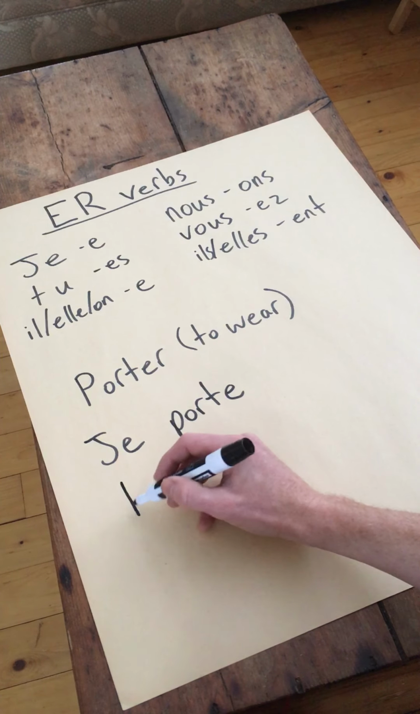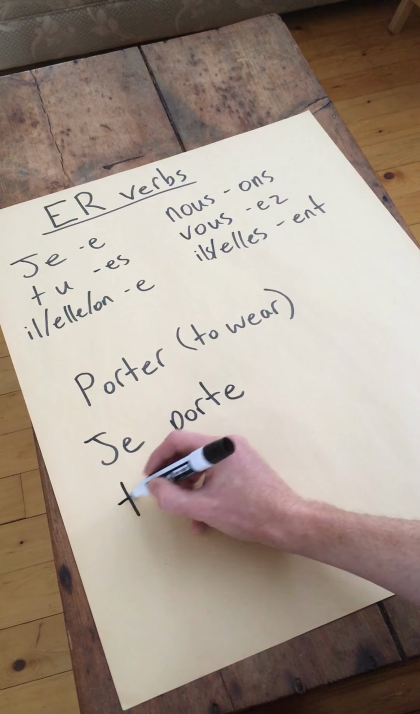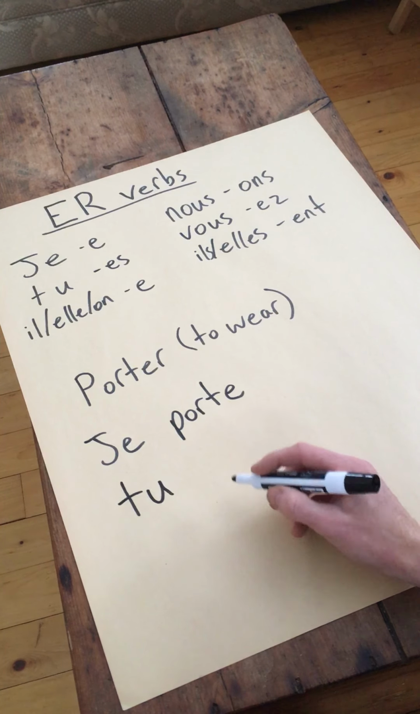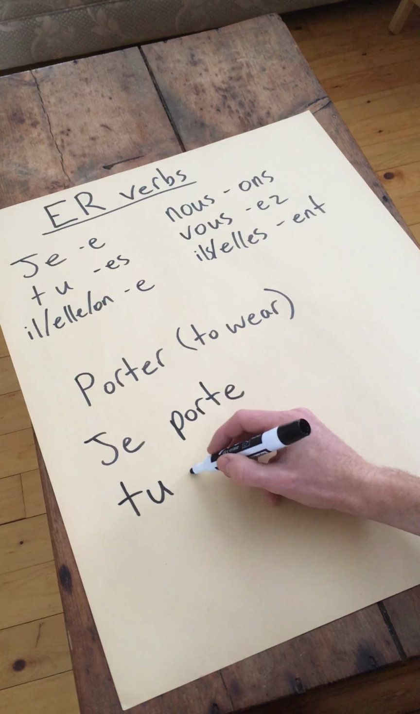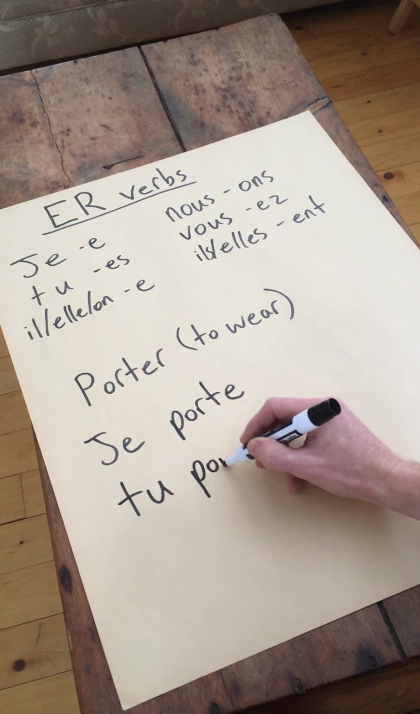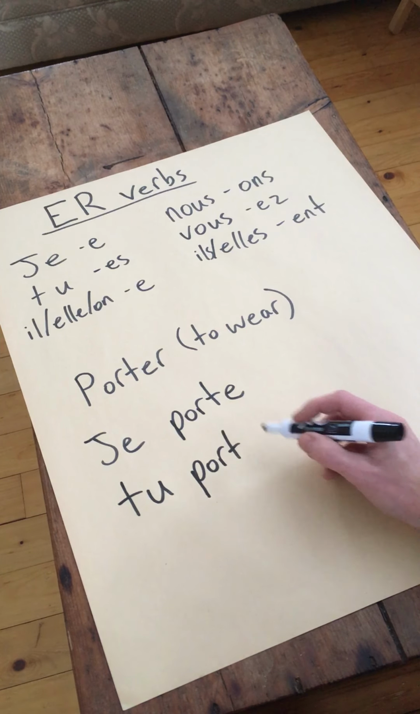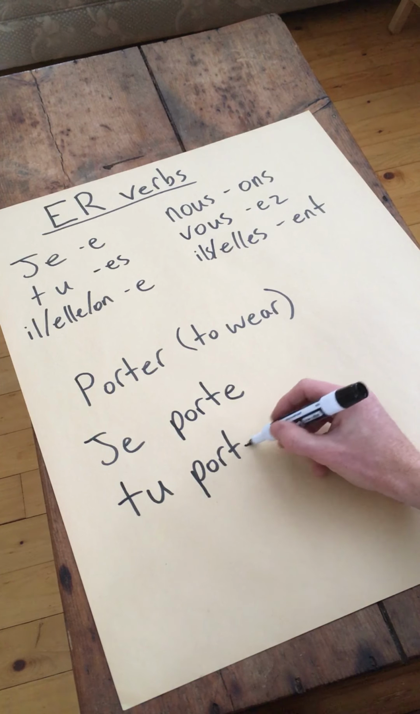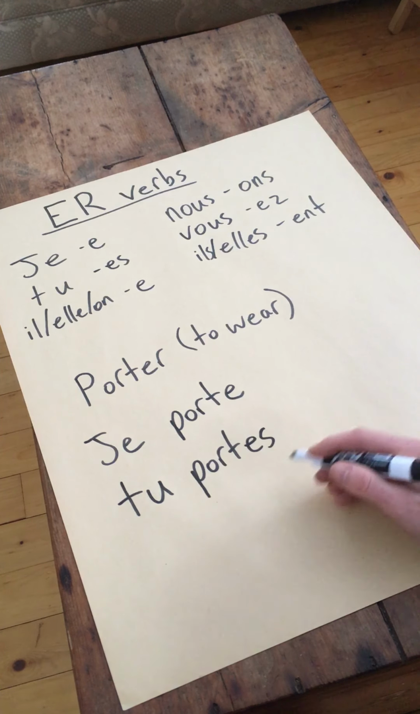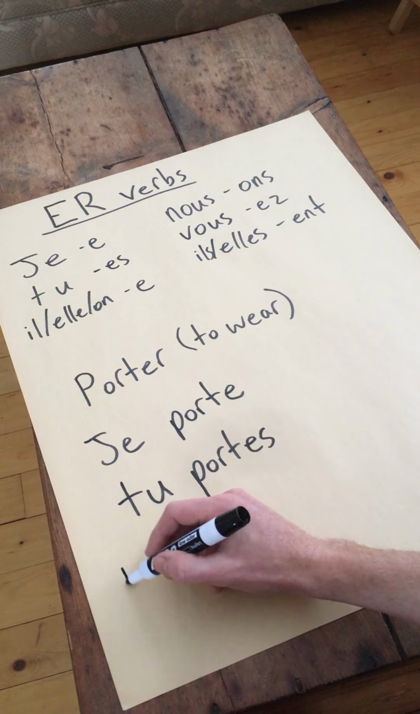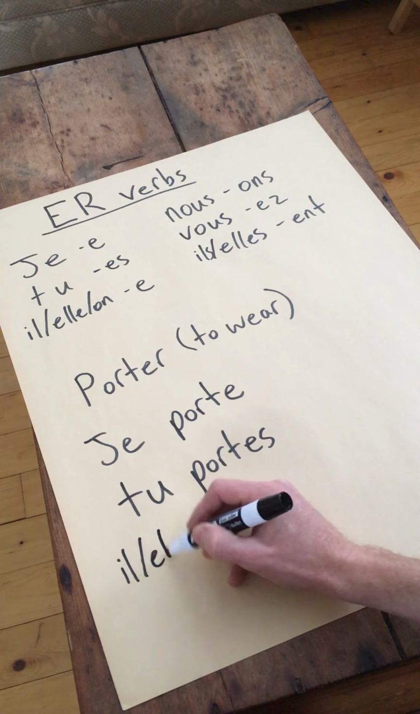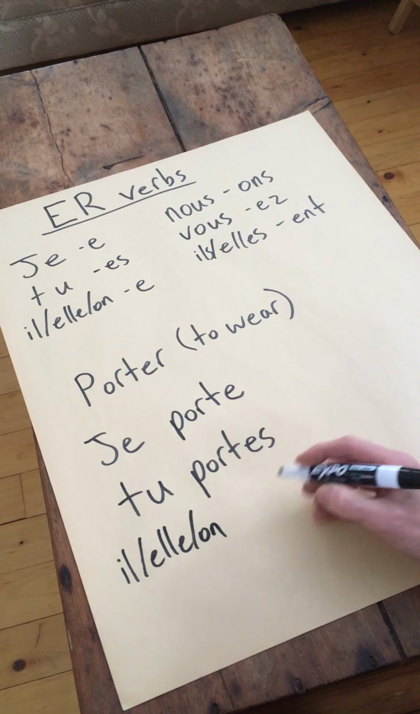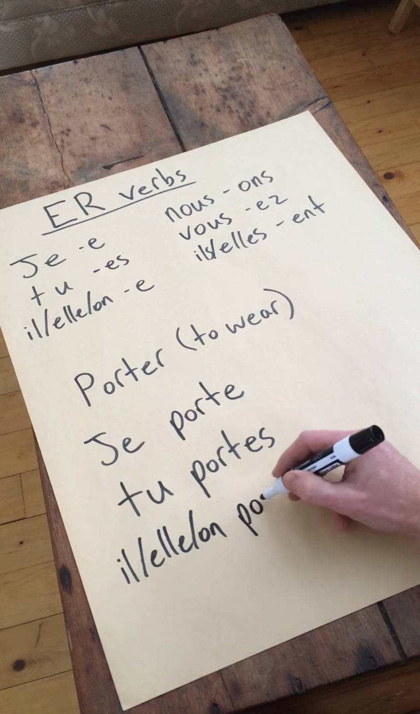So next one is going to be tu. We take away the ER. Same thing every time. We're left with PORT. Now our ending for tu is ES. And il, elle, on ends with E.